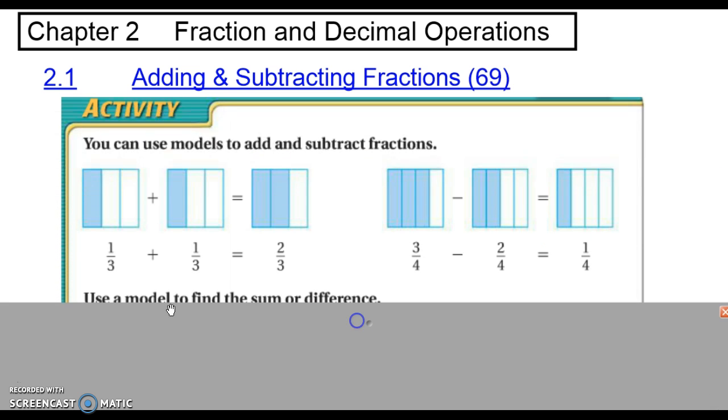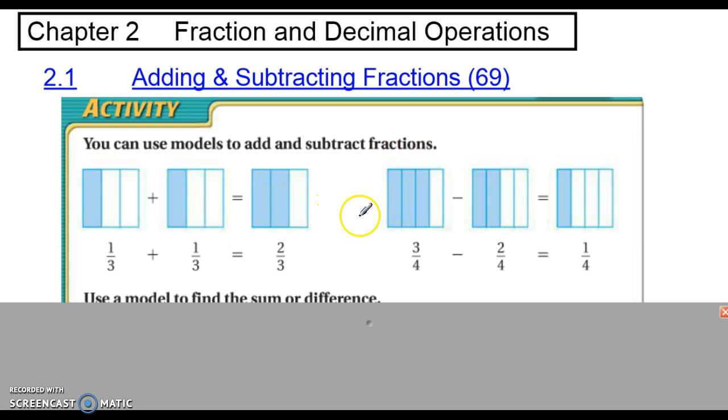The first one says 1/3 plus 1/3 equals 2/3. You can see in this model they have a whole and it's broken into thirds. 1/3 is filled in here, plus another 1/3, and then they combine those two to equal 2/3.